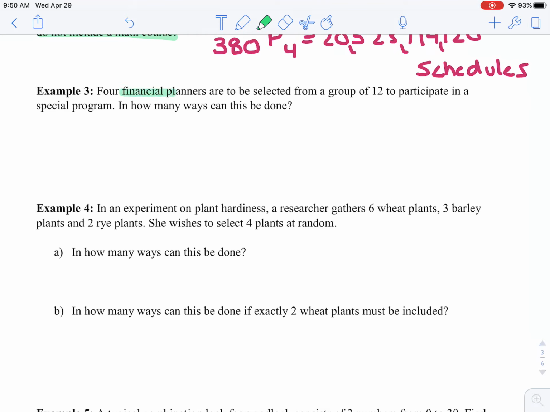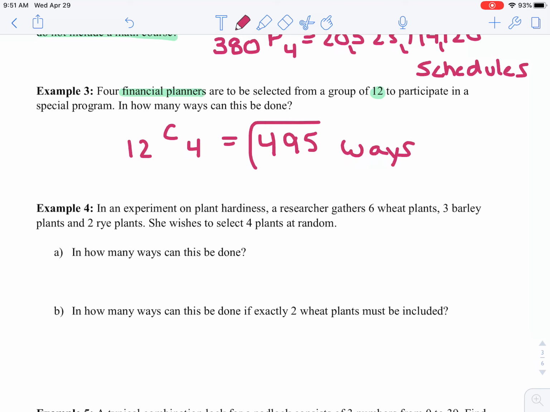Okay, 4 financial planners are to be selected from a group of 12 to participate in a special program, and how many ways can this be done? So I'm just picking 4 financial planners, nothing special about why I pick what you get picked for. It's not like one's for one job, one's for another, just 4 getting picked. 12 of them to go. Since our order does not matter, this is just going to be a combination. So 12 choose 4, and that comes out to be 495 ways.